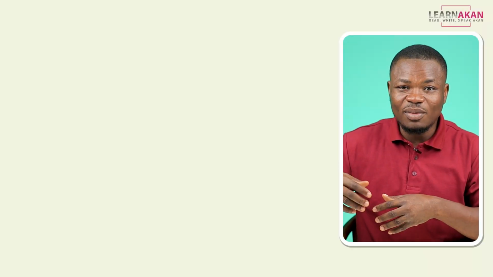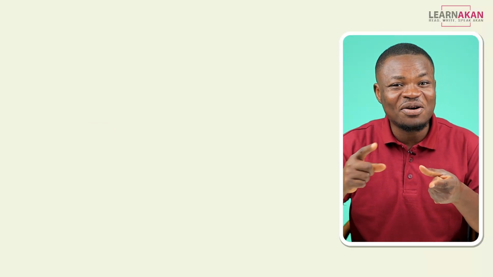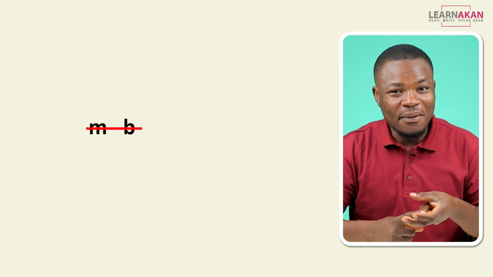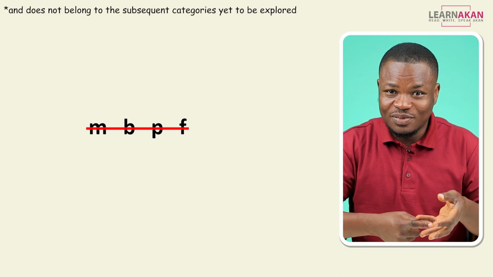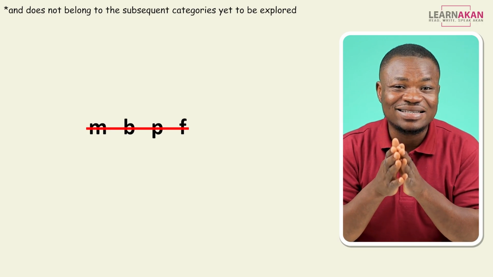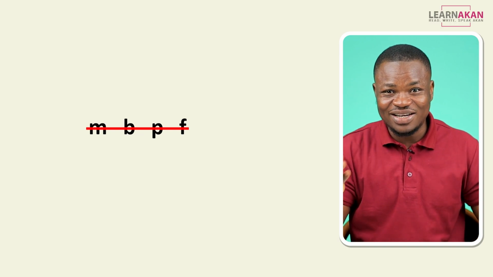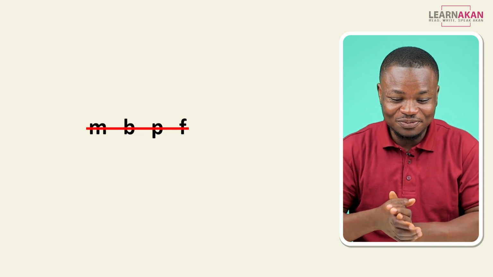So how about all the other nouns? If you come across a Twi noun whose initial consonant is neither b, p, nor f, how do you form its plural? And that is what we are looking at in today's lesson. And just like the previous one, it's very simple to do.